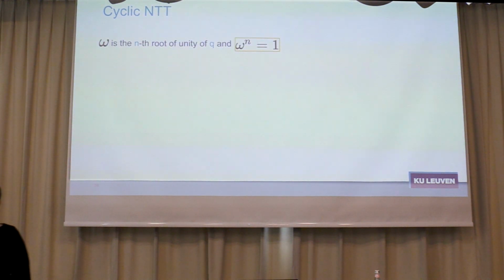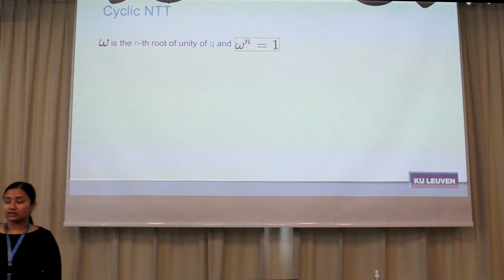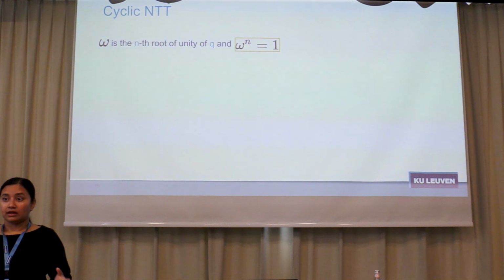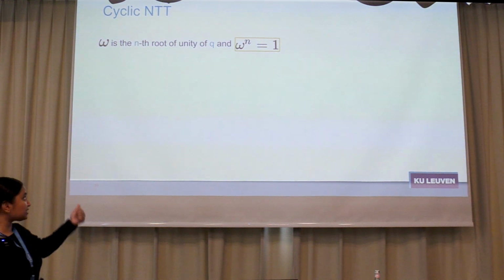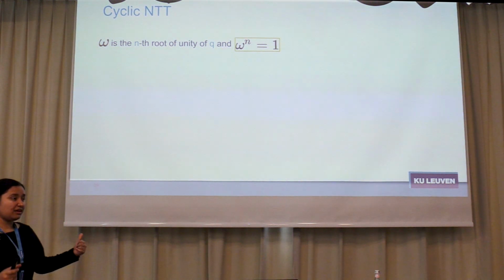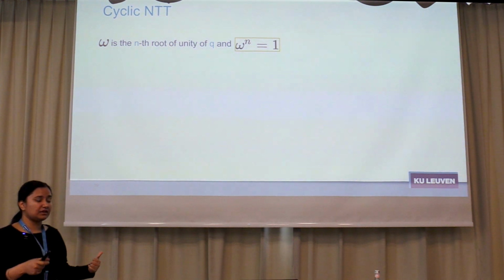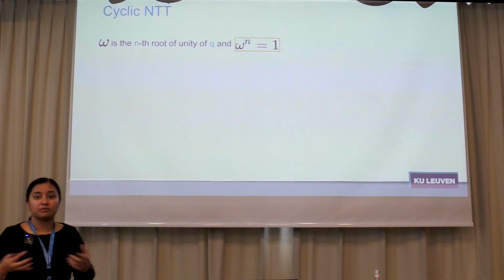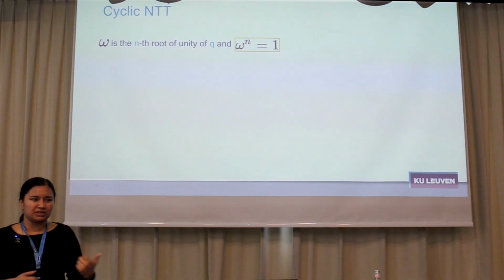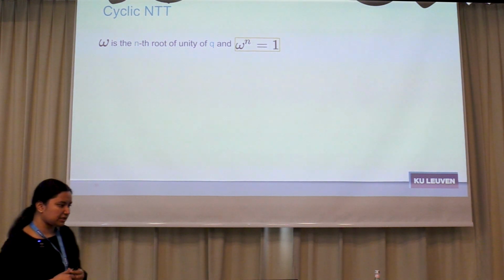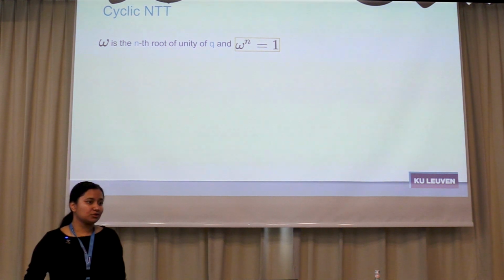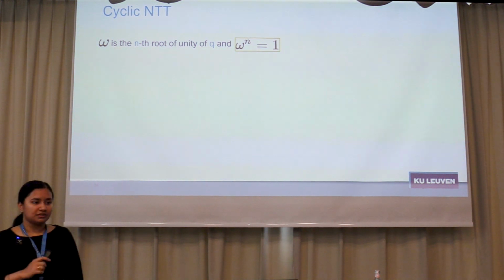Now, to do this NTT, I would require an nth root of unity in that field. And as we need this, we can't use NTT when n and q do not have GCD 1, like if n and q are not coprime, then we can't actually use that. For Saber, n is 256 and q is 2 to the power 13, so your GCD is the full thing. So you can't use NTT for that.